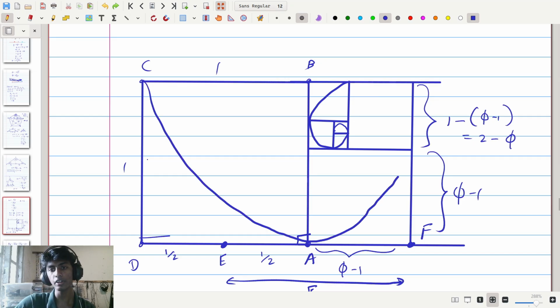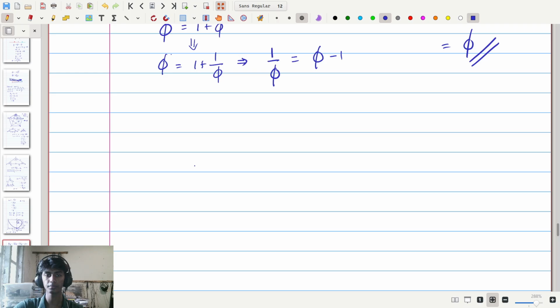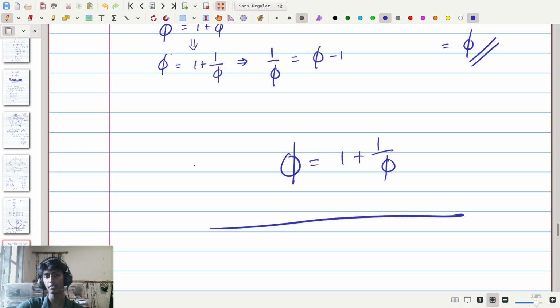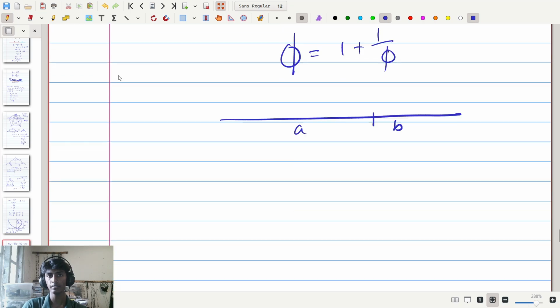Mathematicians think of the golden ratio not like this, but rather as the value such that the value is equal to 1 plus 1 divided by that value. Or you might think of it as, given a segment of a line like this, with parts A and B, the golden ratio is the ratio such that if A divided by B is equal to the golden ratio, then that is also equal to A plus B divided by A.